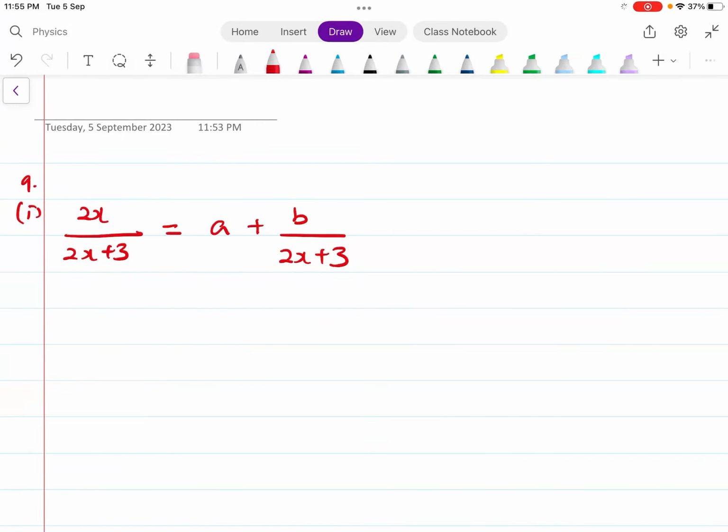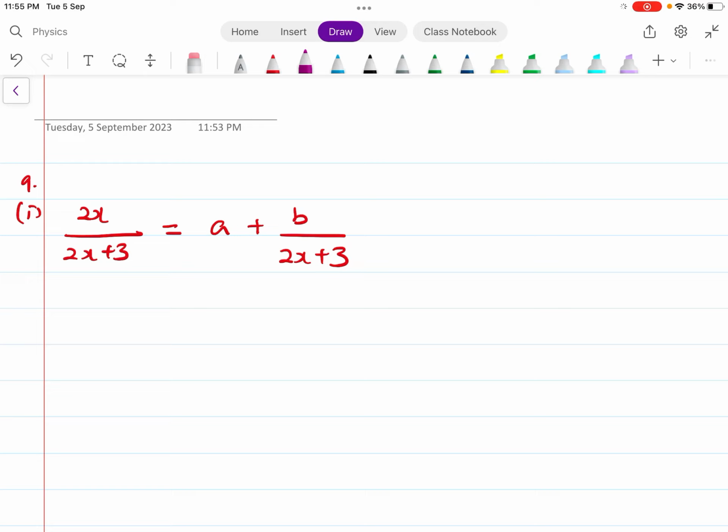Okay, so let's go through this question 9. The first part: express 2x over 2x plus 3 in the form of this expression, where a and b are integers. So how do we do this question? By first look, we can see it is actually regarding long division, meaning the chapter of polynomials, right?